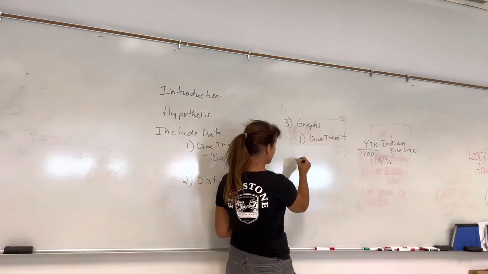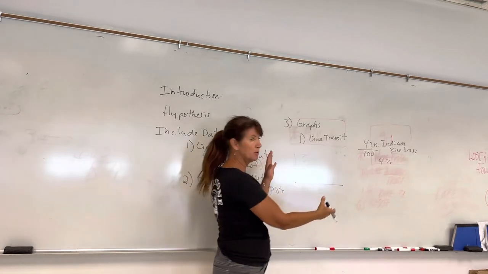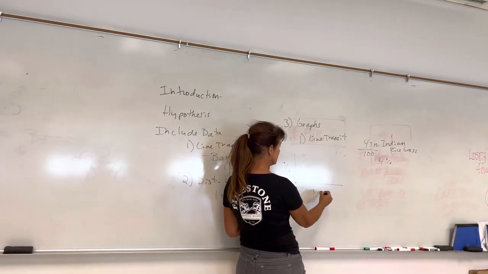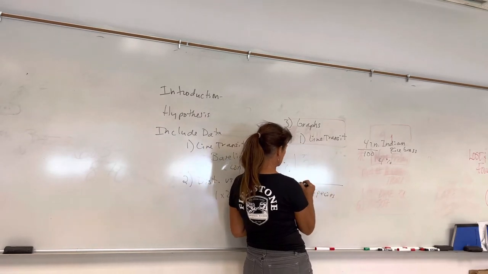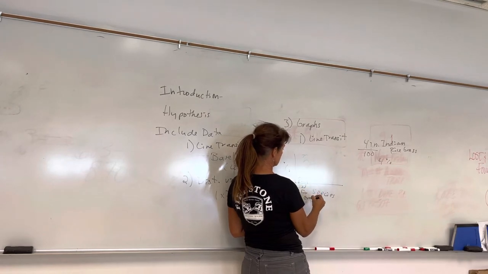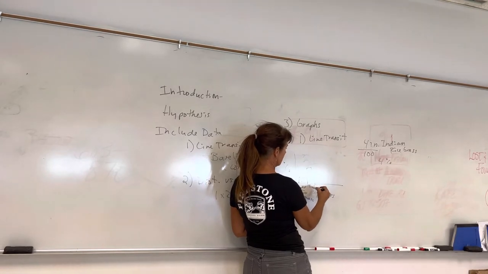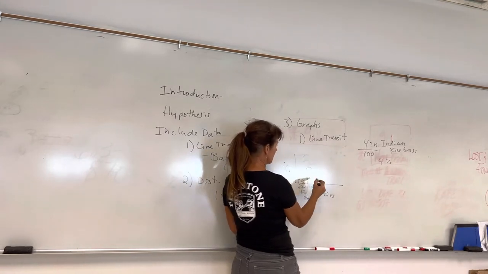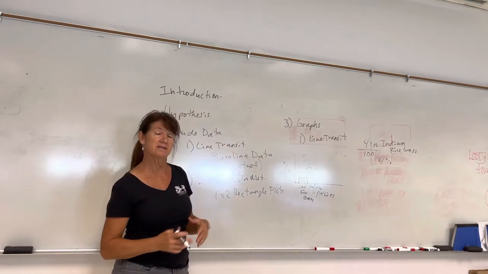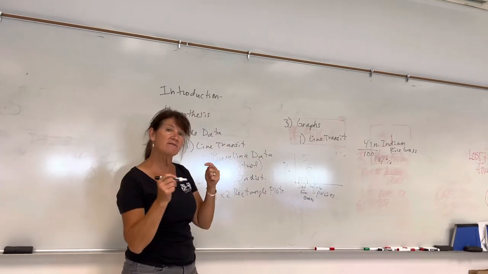So your graph then, and make sure you label both sides. You're going to have percentage and say species. And you'll have 4% Indian rice grass. And let's say you have 12% galetta, whatever it is that you're going to have. Okay, so that's what your bar graph is going to look like for your line transit. That's your control.